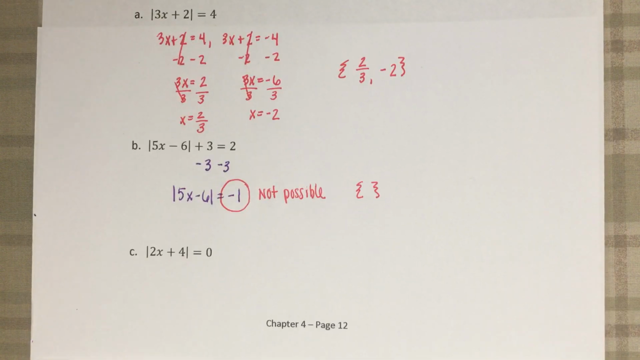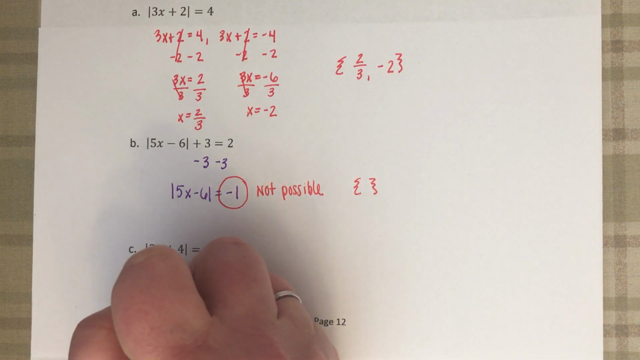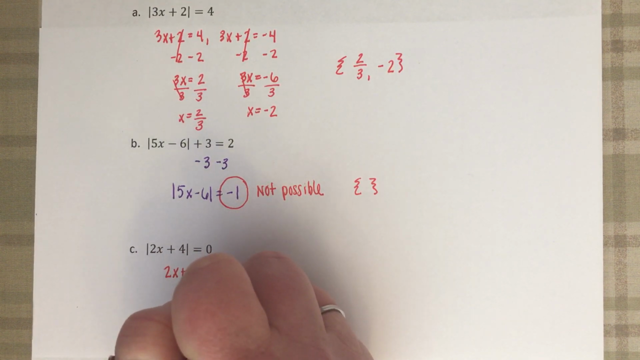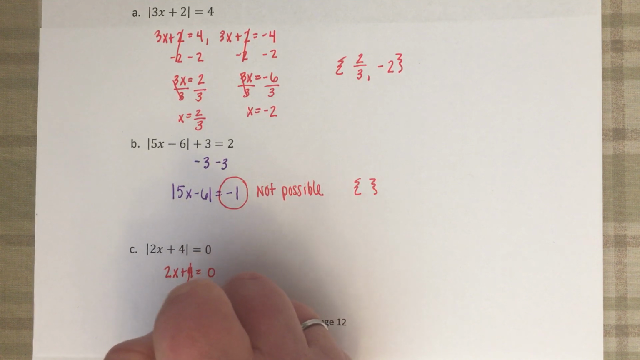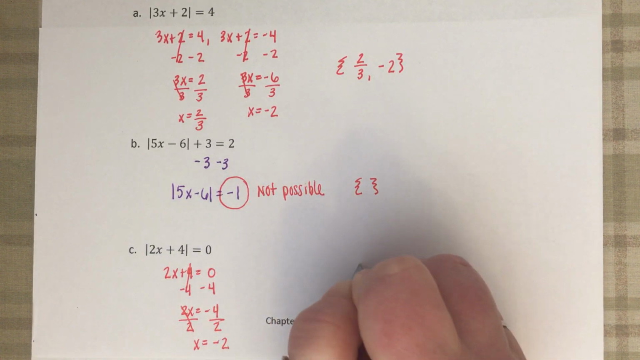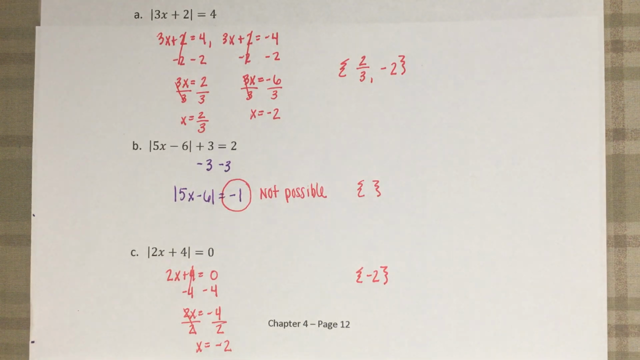Then for C, down at the bottom, we have the absolute value of 2x plus 4 equals 0. So we're only going to have one equation to solve. We're going to subtract 4 from both sides. 2x equals negative 4. Divide by 2. x equals negative 2. So our solution set is going to contain the number negative 2. So with absolute value equations, the key things to remember: make sure the absolute value is isolated on one side of the equation, and then the sign of the number on the other side is going to tell us how we're going to solve this.